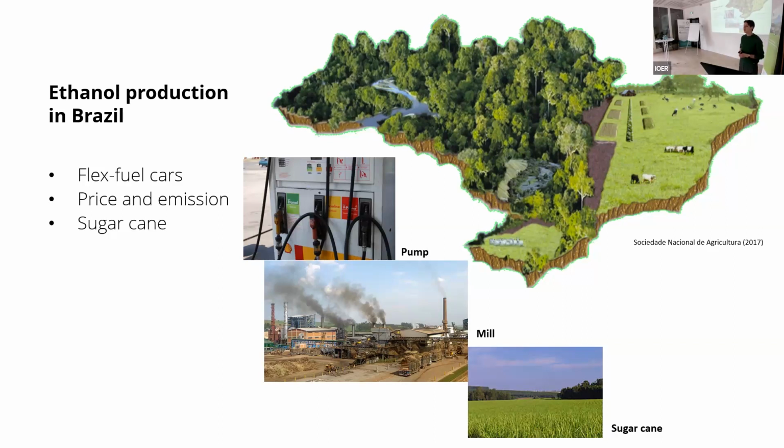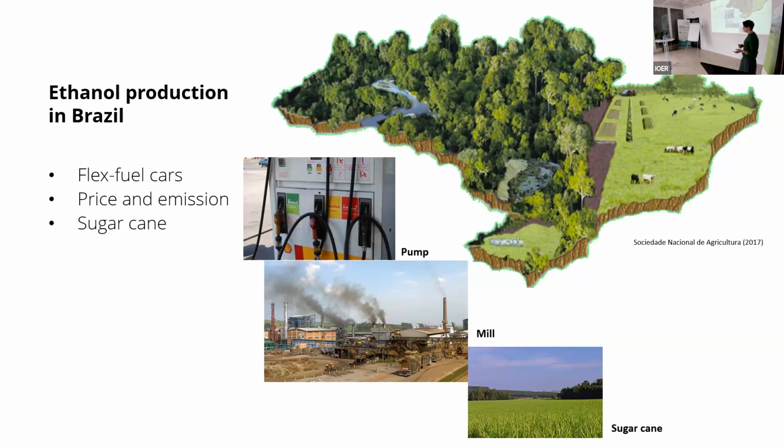Now, in Brazil, we have so-called flex fuel cars. Flex fuel cars, they can not only run on petrol, but they can also run on ethanol and any mix between the two. That's why they are called flex fuel. You can have any mix of the two fuels that you want. And the ethanol in Brazil is made out of sugarcane.